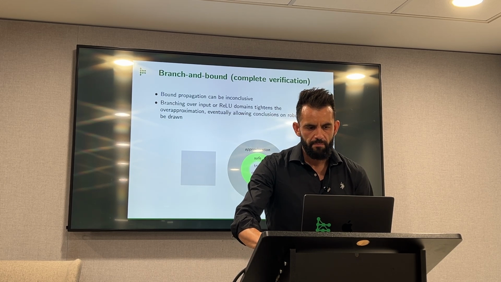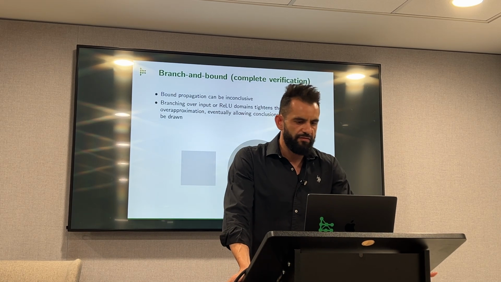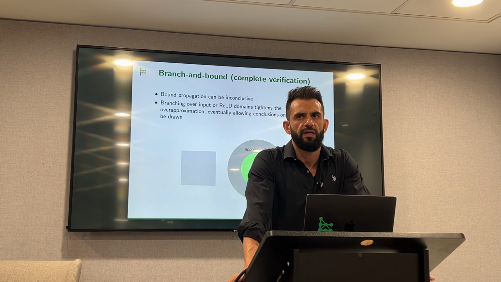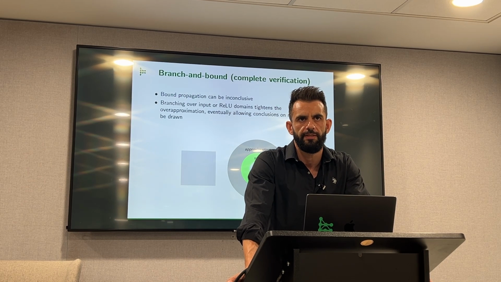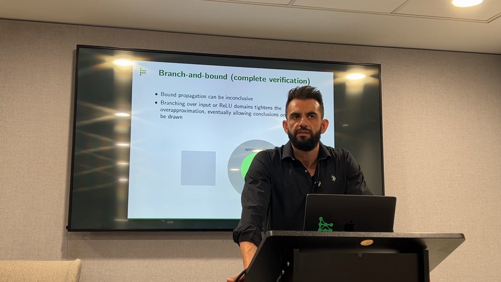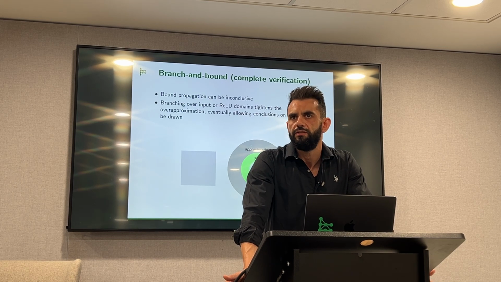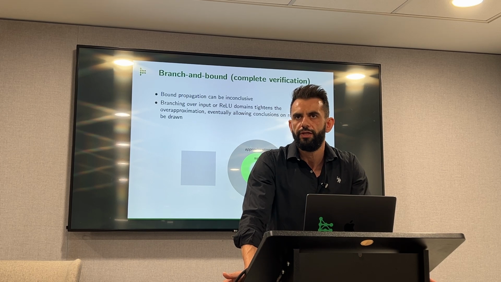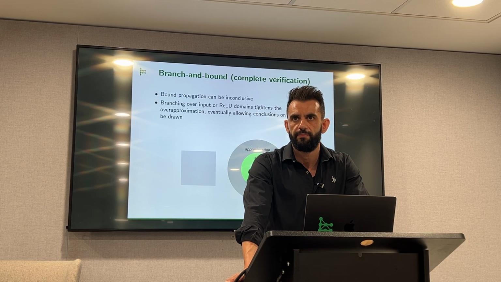Okay, so these were the basic verification methods that I wanted to discuss. I think these are now the core components in any neural network verifier. But as I discussed at the beginning, this can be inconclusive. In the case the over-approximation is too loose, then we simply cannot conclude anything. And in that case, we need to refine the approximations.